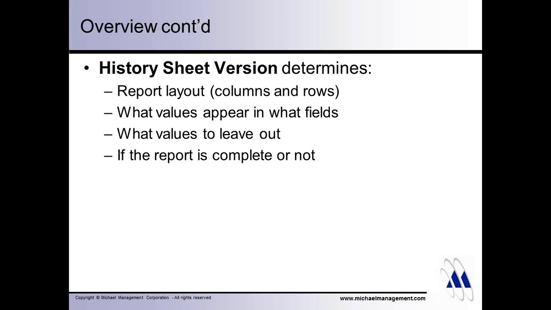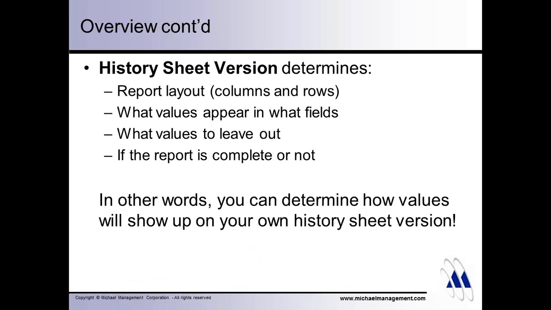Now, the history sheet version also determines if the report is complete or not. Obviously, if you leave certain values out of it, it wouldn't be a complete report because there'd be values missing. So it's a very important thing to create a history sheet version that includes all the values if you want a complete and comprehensive view of all of your asset values. So again, this asset history sheet version is very, very important because that determines how the values will show up on your report and what the report actually looks like: what columns are included, what rows are included.